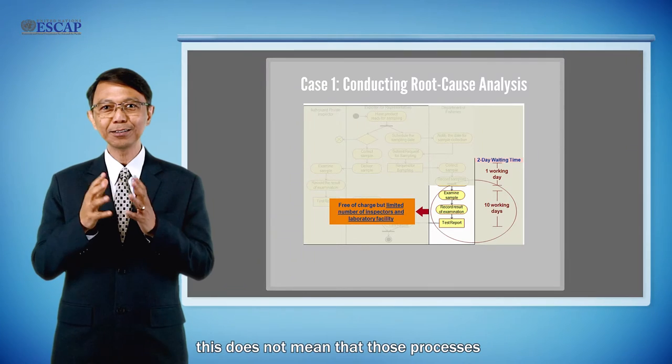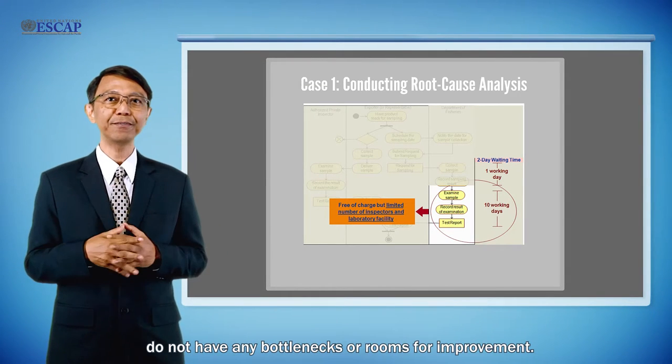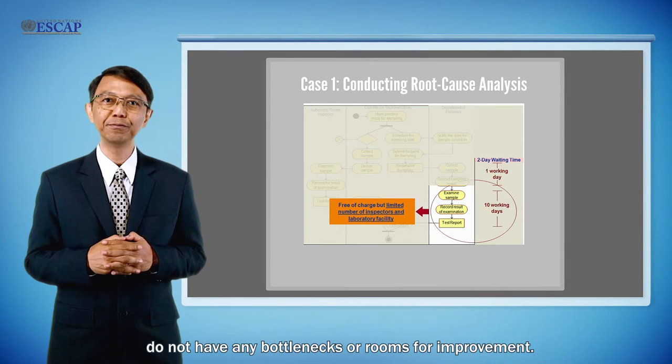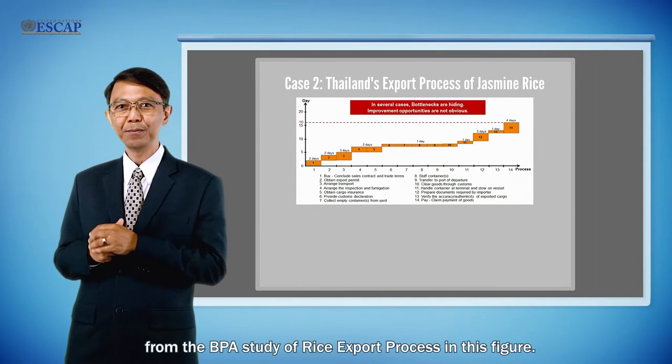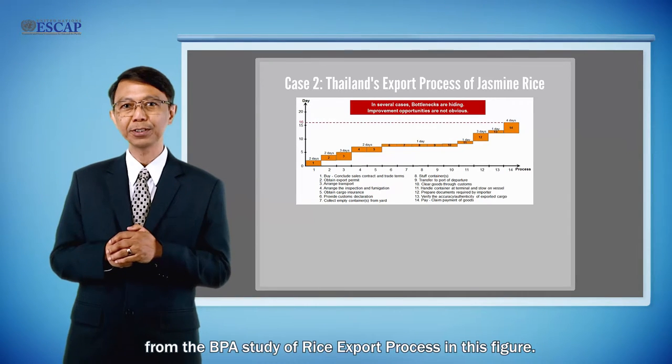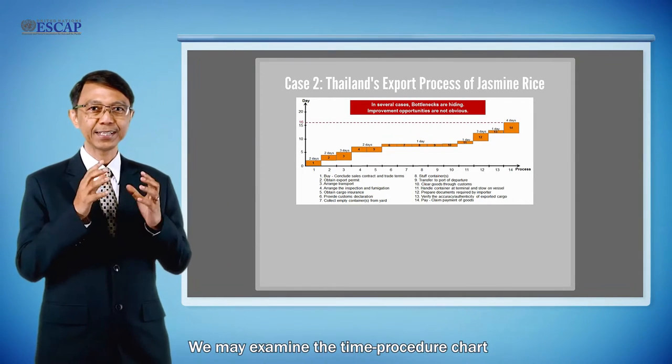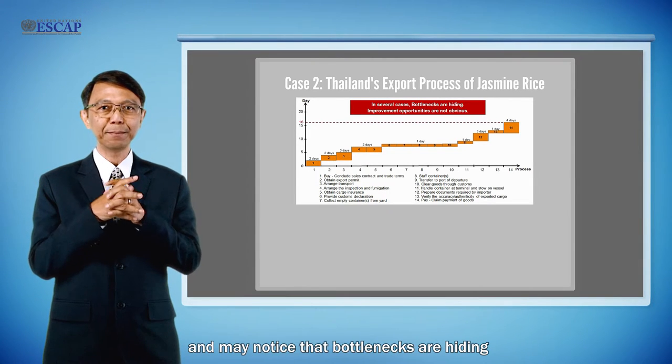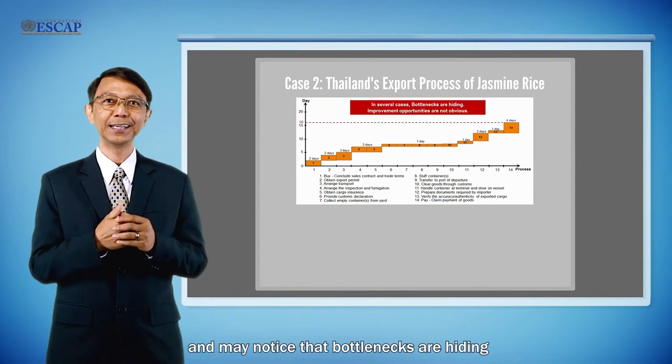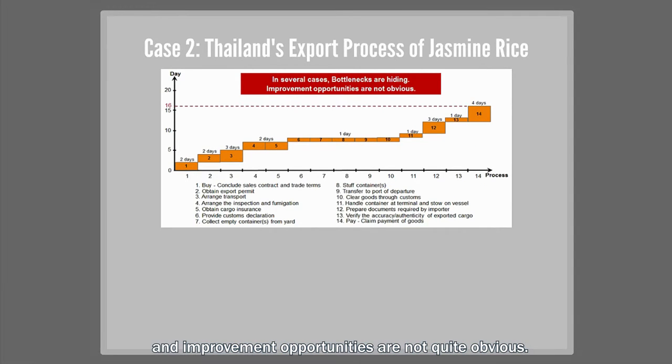In some other cases, bottlenecks in the processes and documentary complexity may not be obvious. However, this does not mean that those processes do not have any bottlenecks or room for improvement. For example, from the BPA study of the rice export process in this figure, we may examine the time procedure chart and may notice that bottlenecks are hiding and improvement opportunities are not quite obvious. It is therefore important that the process analysts should go over each and every activity diagram, process description, review laws, rules and regulations, and interview notes from different angles.